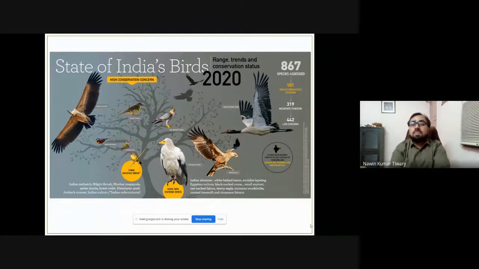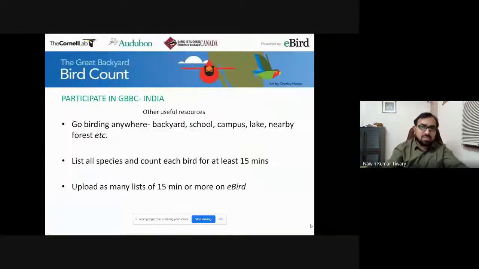So we have around 867 species which were assessed under this particular initiative, and around 101 of them were of high conservation concern, 319 were of moderate conservation concern, and 442 were of low conservation concern. So these are some examples of how citizen science can also improve our data collection and monitoring.